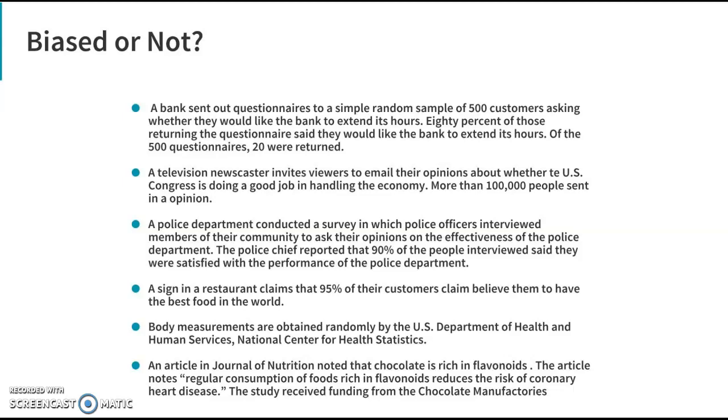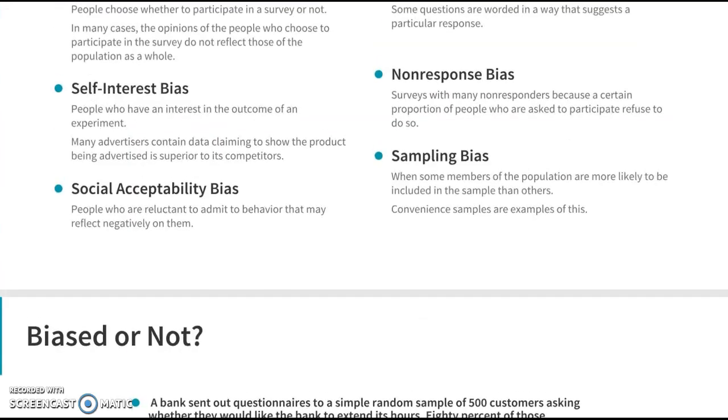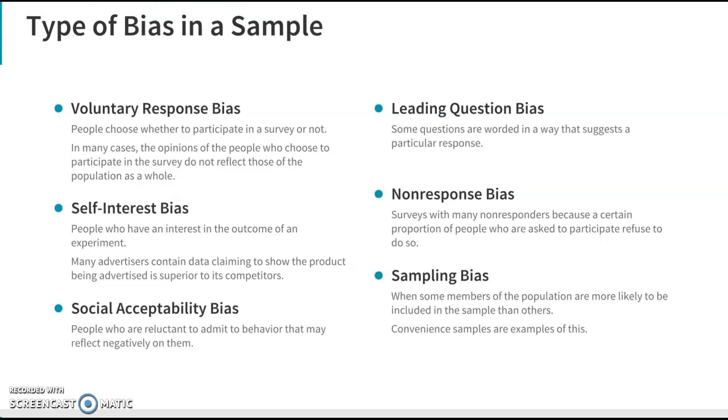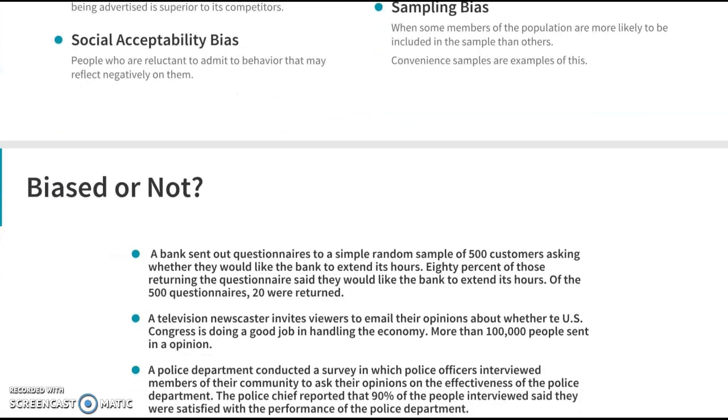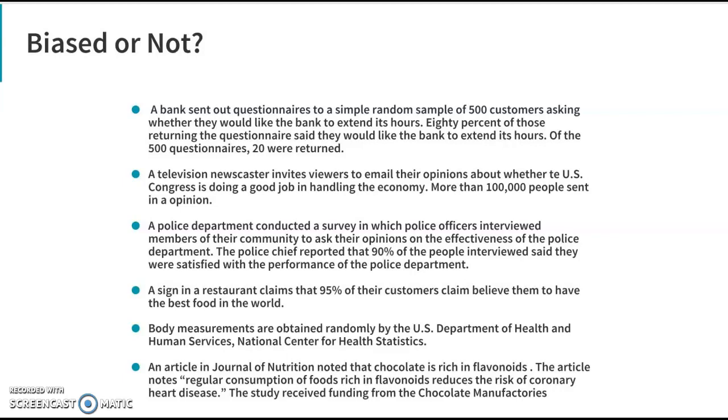Chocolate manufacturers. So of course this article is going to say chocolate is good for you because they're getting money from the chocolate company. Okay? So this one would be a self-interest bias. They're interested in getting more money from that company. So they're going to say, yeah, chocolate is good. They're not going to say it's bad for you because the chocolate manufacturer will stop funding them.